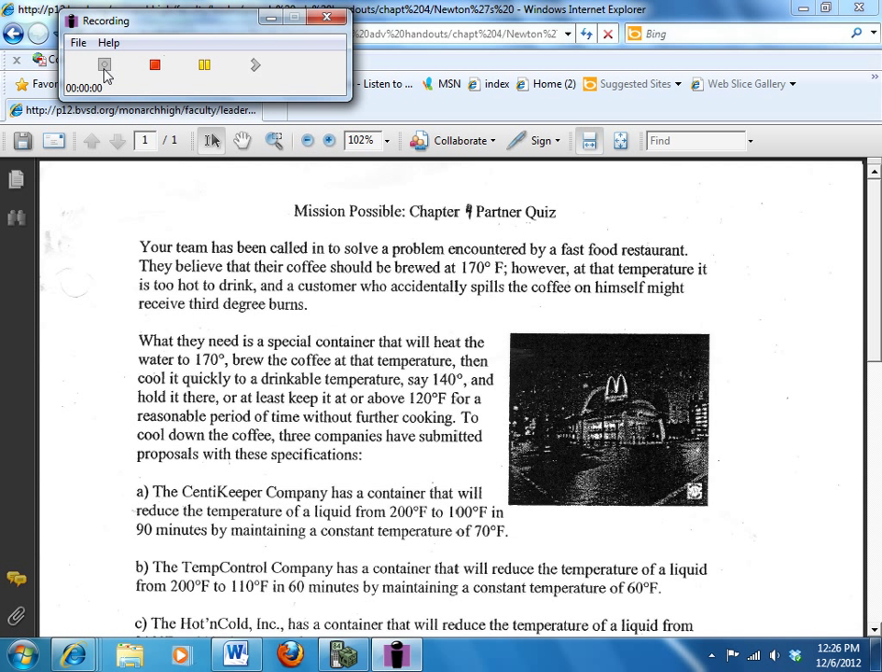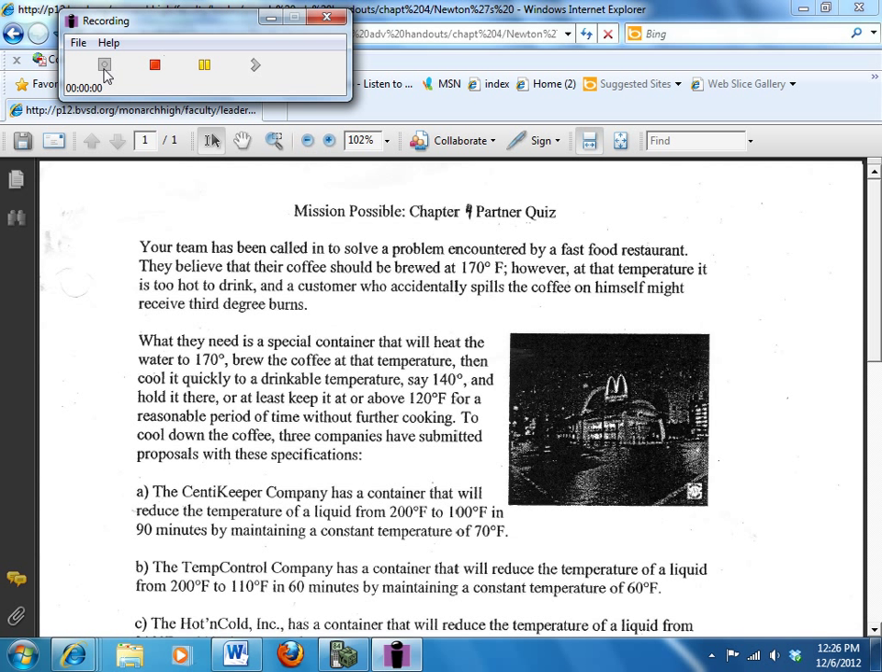Listen up. Let me just help you get started on this. So what you're doing here is you are working for some fine fast food restaurant. I don't know what it is. What is it? That's Monarch Burger. Okay, right there, Monarch Burger. And your team has been called in to solve a problem encountered by a fast food restaurant.